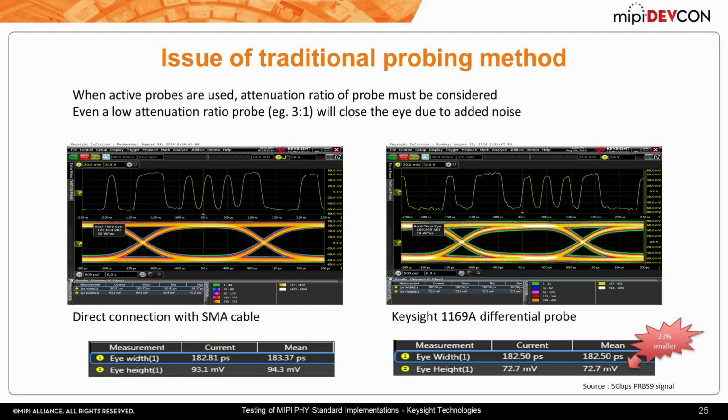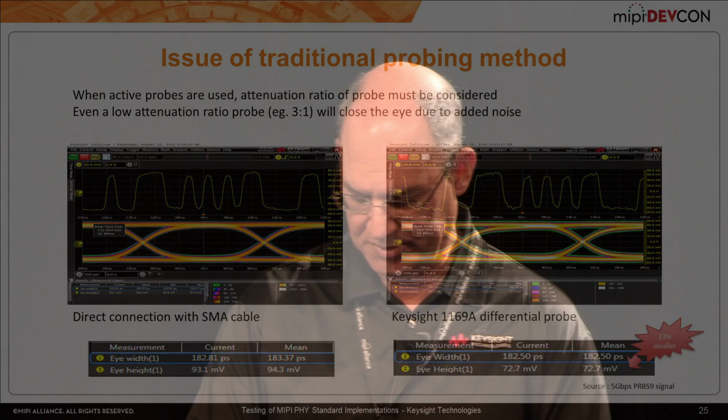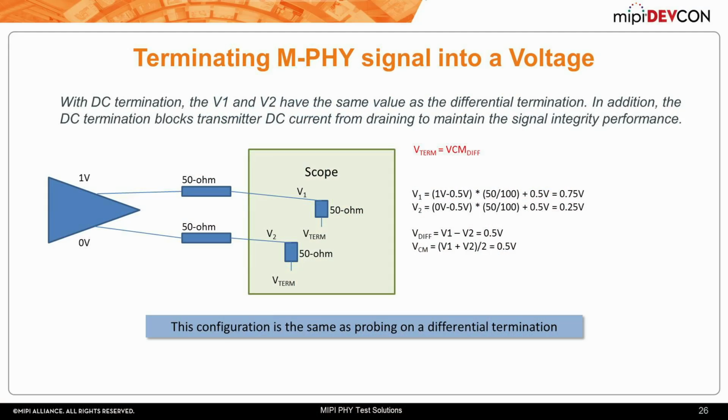So we see here some additional eye closure. There's 182 picoseconds there. Am I looking at the right thing? No, I'm sorry, eye height right there. 72 millivolts right there. And over here we have 94 millivolts. So we actually have a lower noise measurement over here when we don't use an active probe. So the moral of the story there is to try to use a probe with as low attenuation ratio as possible.